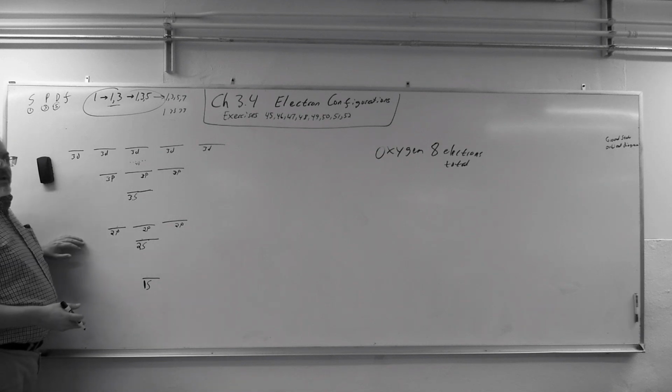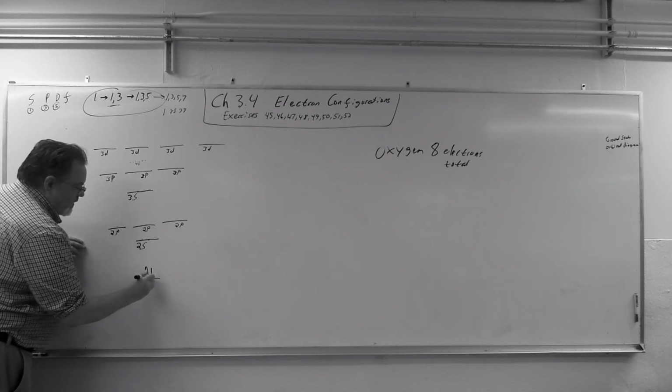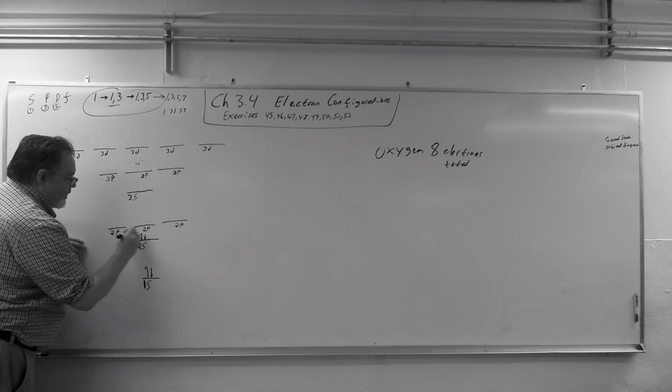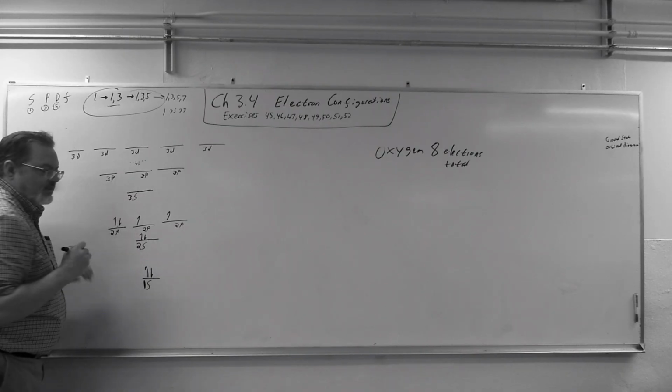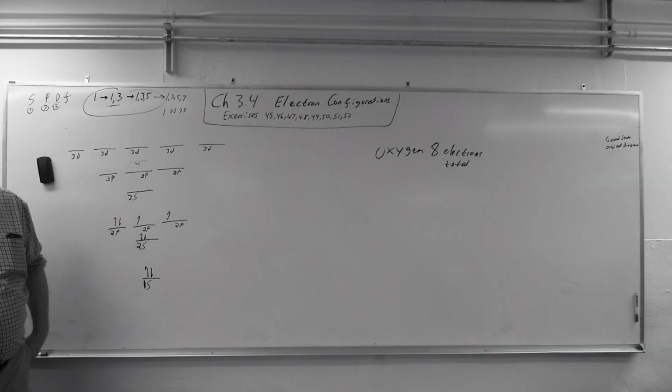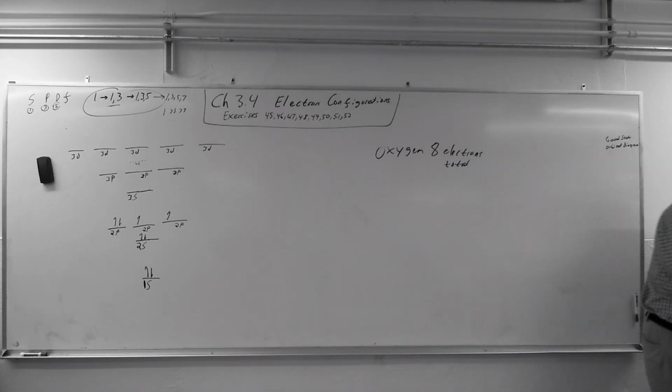You look at the periodic table, the atom we're doing has 8 electrons. 1, 2, 3, 4, 5, 6, 7, 8. That's the electron configuration of oxygen. And it really is that simple. If I said something else, what else could I randomly pick?